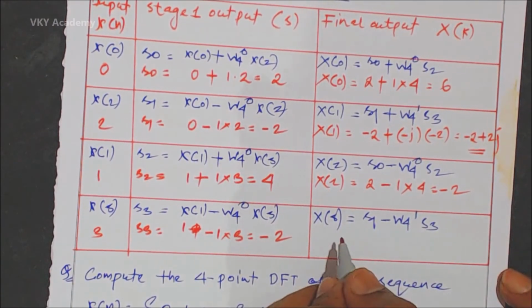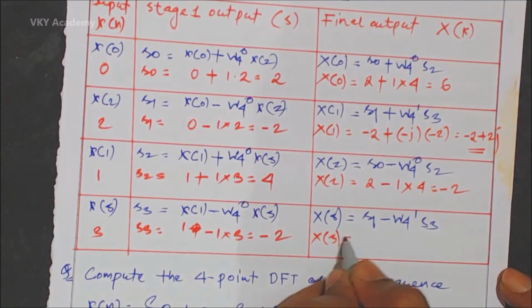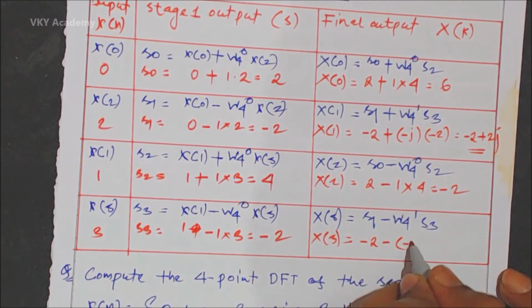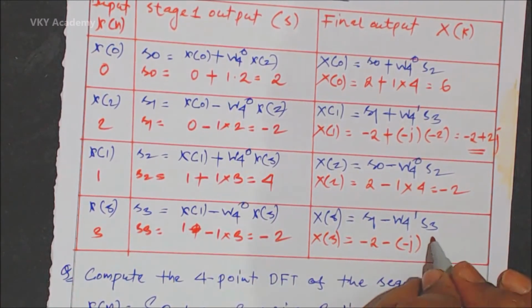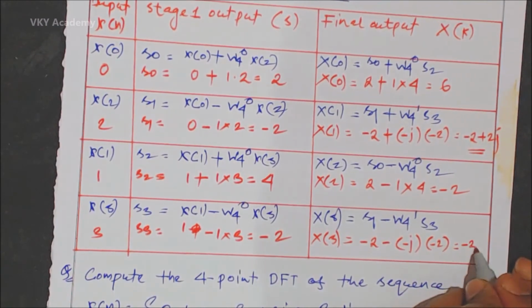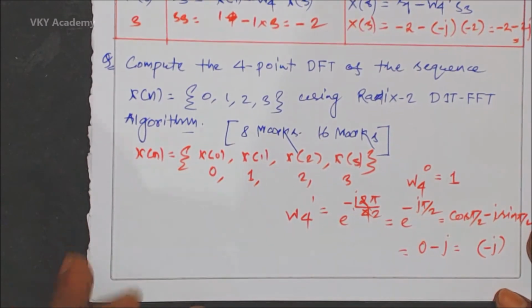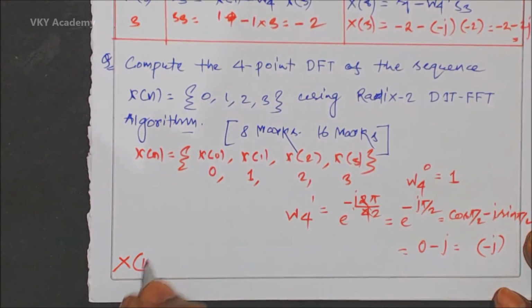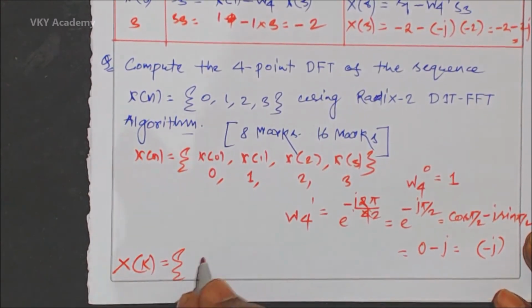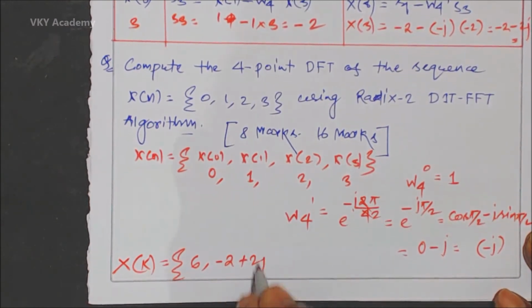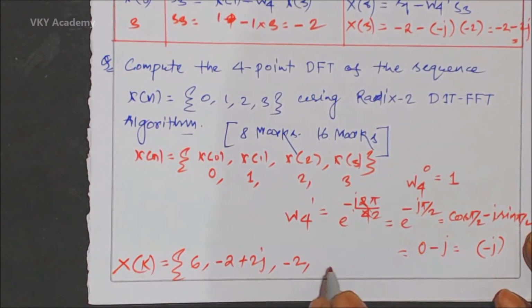Let us calculate X3. X3 will be equal to S1, S1 is minus 2, minus W4 to the power 1 is minus j, and S3 is minus 2. So it will be minus 2 minus 2j. So finally, with the help of this table, we calculated the DFT, which is x of k, and that is 6, minus 2 plus 2j, minus 2, minus 2 minus 2j.